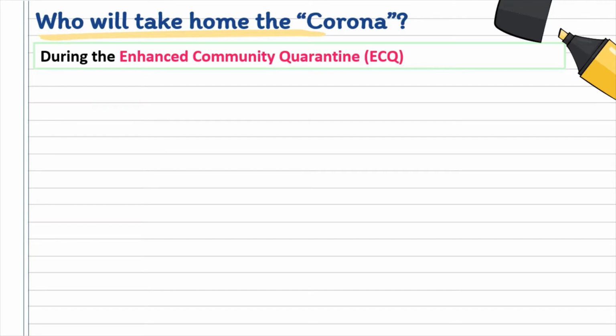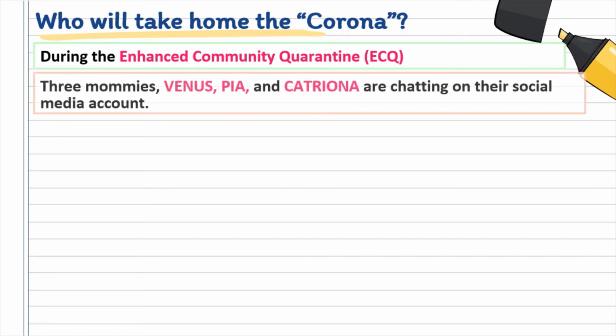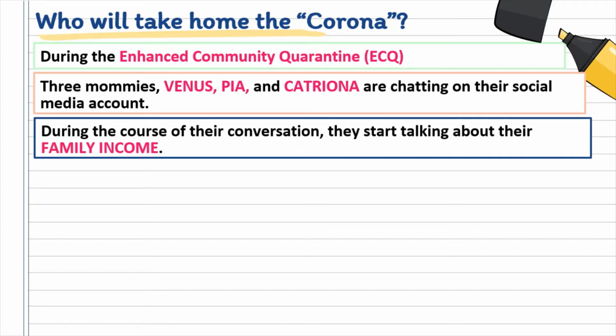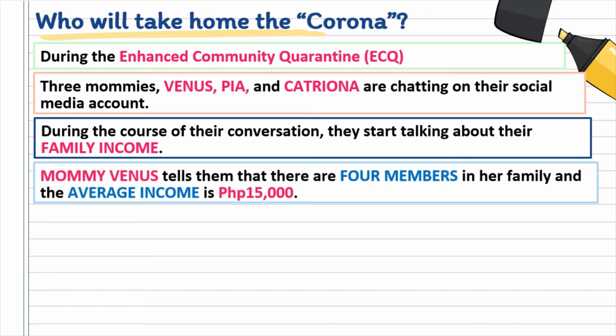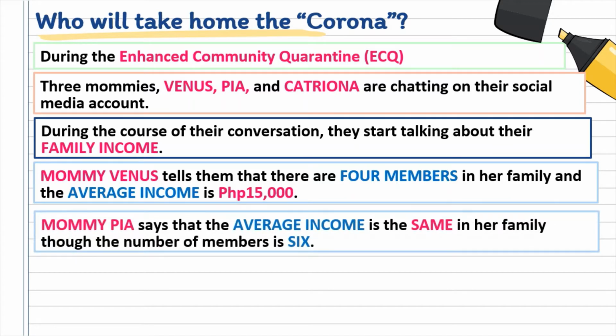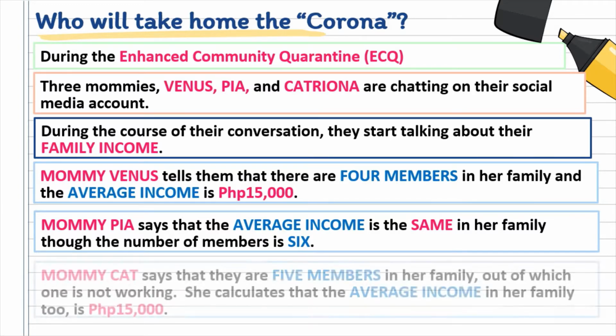During enhanced community quarantine, ECQ, 3 mommies, Venus, Pia, and Catriona are chatting on their social media. During the course of their conversation, they start talking about their family income. Mommy Venus tells them that there are 4 members in her family and the average income is 15,000. Mommy Pia says that the average income is the same in her family, though the number of members is 6.